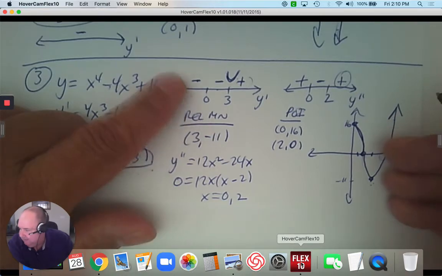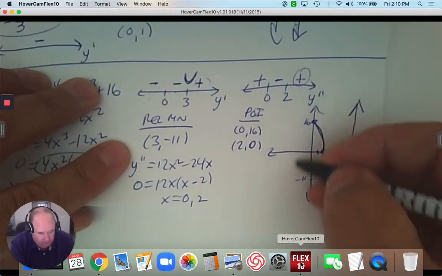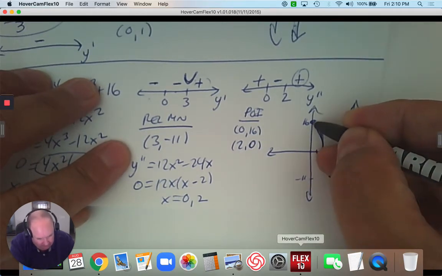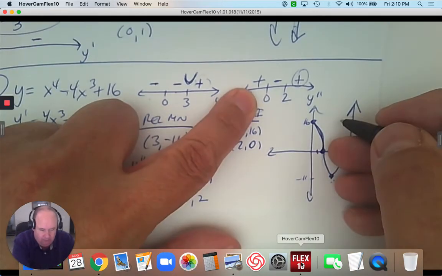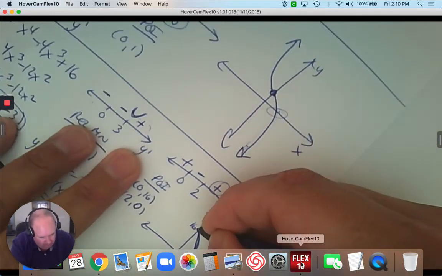And then it does not turn to come back down, so both ends go up. So concave down, and then to the left of 0, it's concave up, but still decreasing.